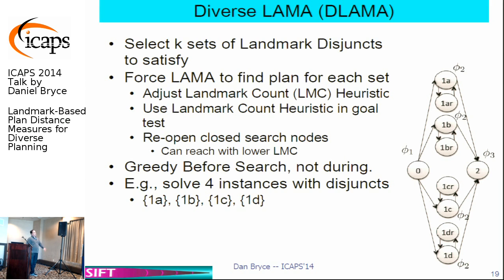Okay, so in this instance here, what I could do is I could say, well, I want to solve 4 instances of this problem. The first one I solve for going through 1A, the second one I solve for going through 1B, and so on. So I can decide ahead of time what are the landmarks I want to satisfy.